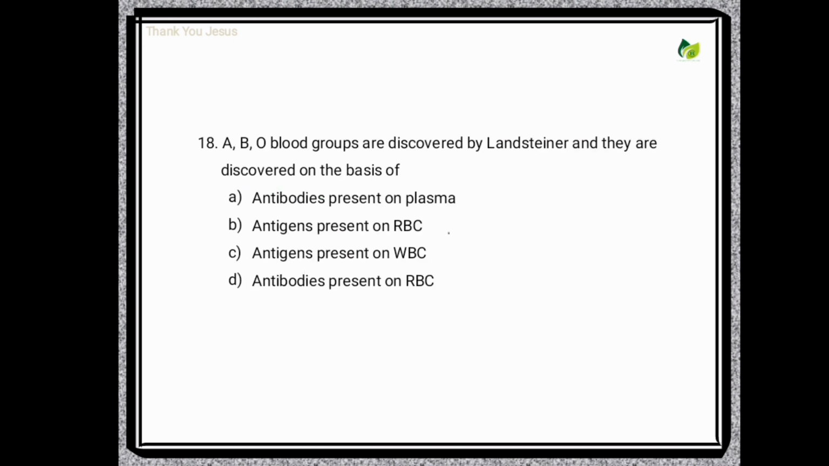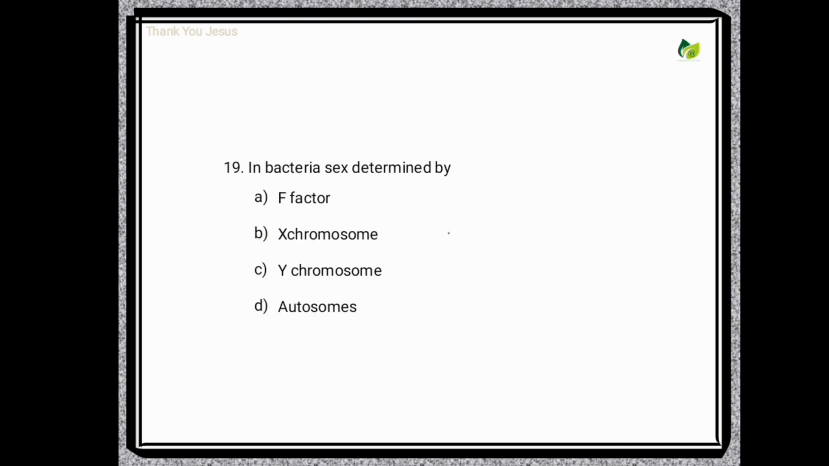A, B, O blood groups were discovered by Landsteiner on the basis of, options are antibodies present on plasma, antigens present on RBC, antigens present on WBC, antibodies present on RBC. The correct answer is antigens present on RBC. According to antigens present on RBC, the ABO blood groups were discovered by Landsteiner. Okay, so let's see the next question.